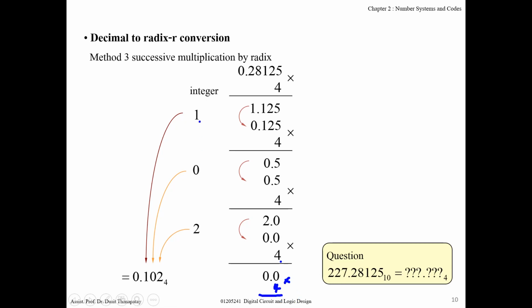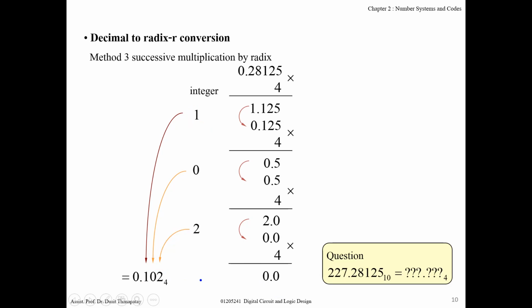How about the result? The first digit that you get from this method is the digit next to the radix point, on the right-hand side. This one, right? And this is 0, and this one is 2. If you continue to multiply by 4, the result may be 0, 0, 0, 0. Of course, it's okay because it's the same value, right?